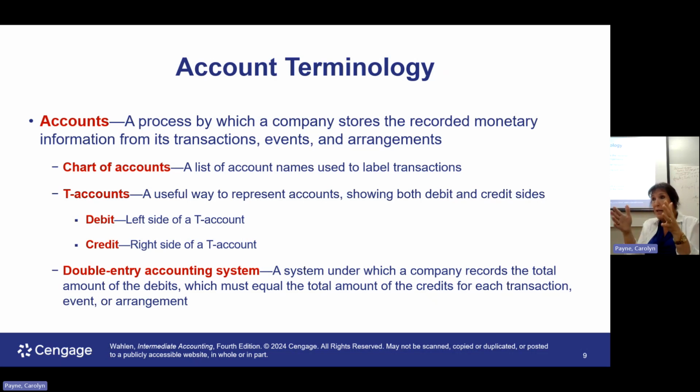All you do is you take the database of all the transactions and you just sort it by account number, and bam, you can print out a general ledger. So we don't have to go through the hassle of posting from the ledger over to a T account. It's all done electronically within seconds.